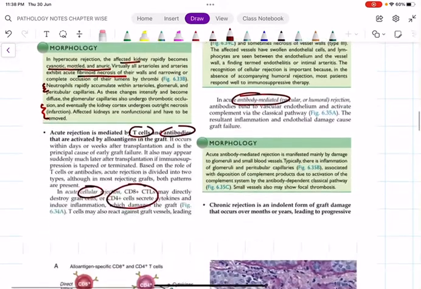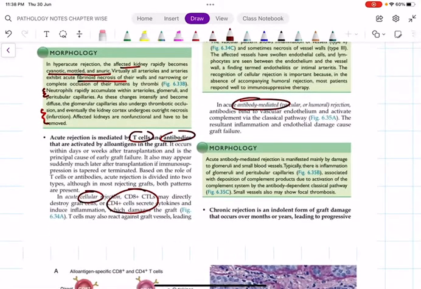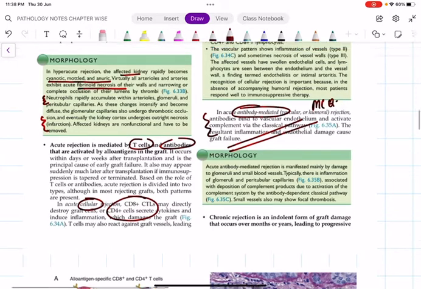The same principle. Whereas in antibody mediated, what will happen? There will mainly be activation of the classical pathway of complement. So this will be a potential MCQ question. A cytotoxic T lymphocyte will directly cause the damage, that is perforins, granzymes, and all. Whereas in antibody mediated rejection, the classical pathway of complement will be activated, which is responsible for endothelial damage and graft failure.